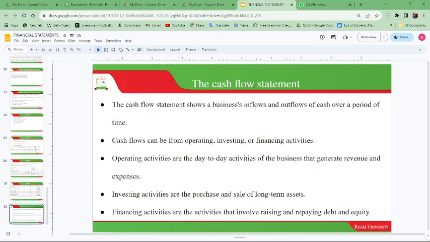So let's look at cash flow. The cash flow statement shows our business inflows and outflows of cash over a period of time. Cash flows can be from operating, investing, or financing activities. Operating activities are the day-to-day activities of the business that generate revenue and expenses. They occur every day. Those are the activities that you do every day in your business that give you revenue and expenses.